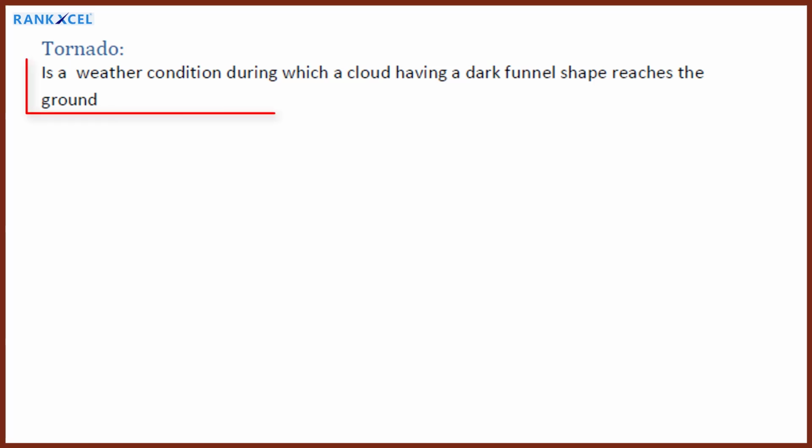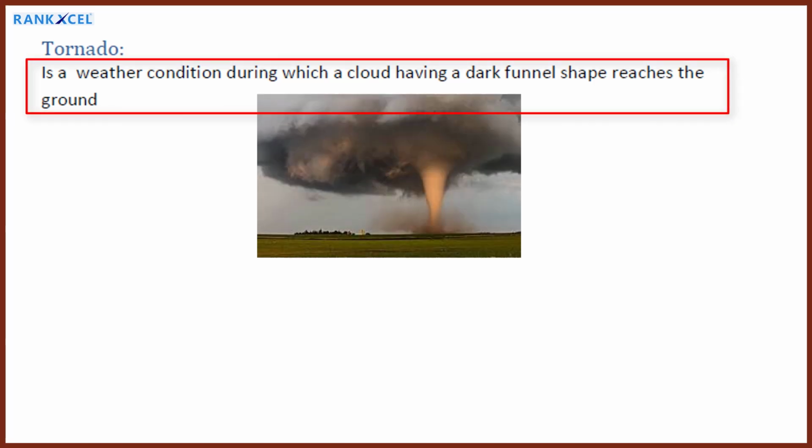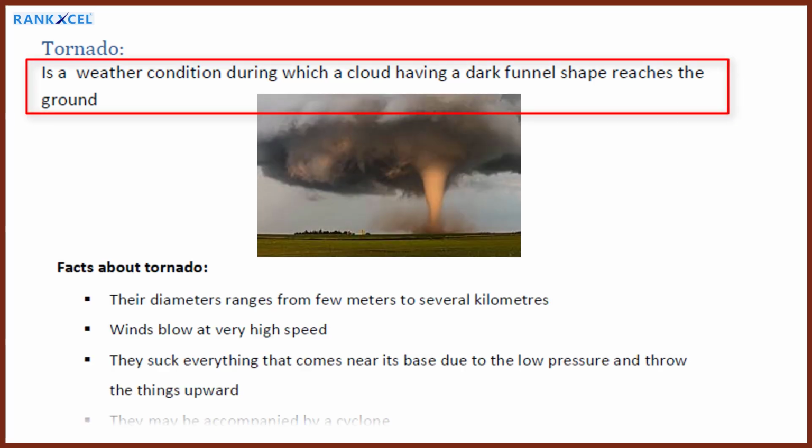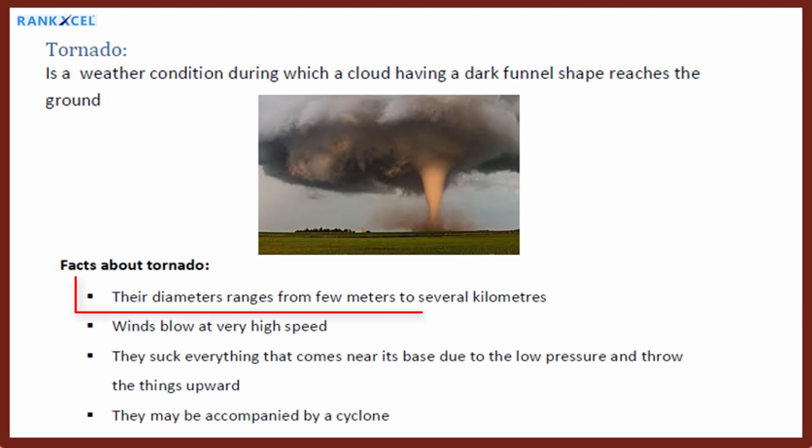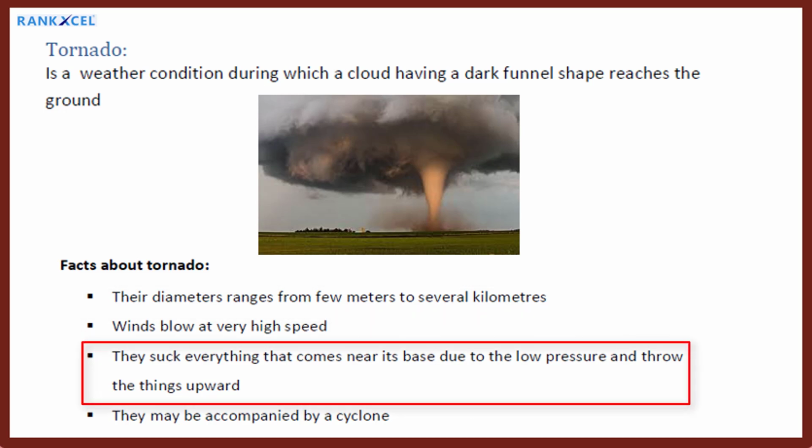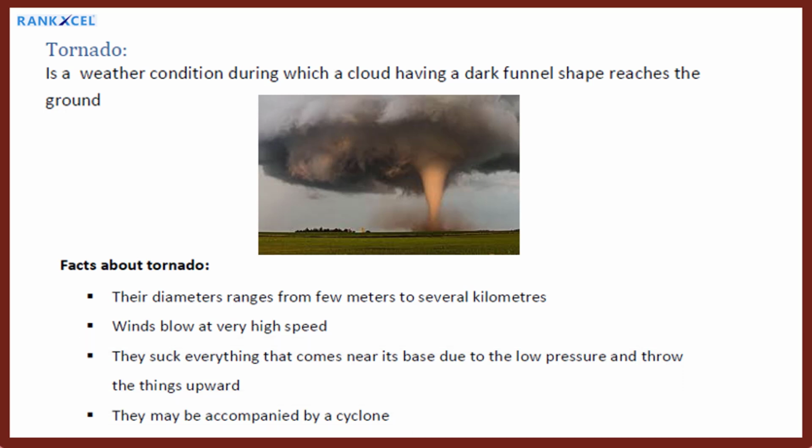A tornado is a weather condition during which a cloud having a dark funnel shape reaches the ground. Facts about tornado. Their diameters range from a few meters to several kilometers. Winds blow at very high speed. They suck everything that comes near their base due to the low pressure and throw the things upward. They may be accompanied by a cyclone.